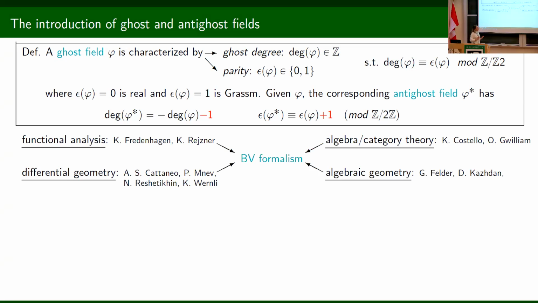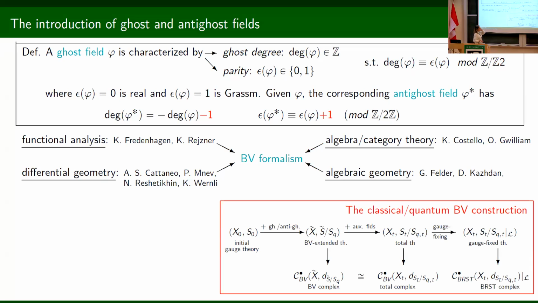Of course, I'm telling you a story that is actually more complicated. This is just a picture trying to describe what the BV formalism is. From a mathematical perspective, you can describe it very differently depending on the mathematical language you use. And of course, this is just a picture. It's not complete, and I apologize to all the people who are not appearing here.